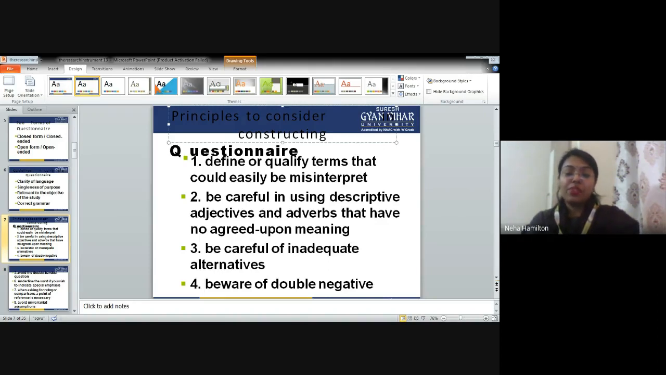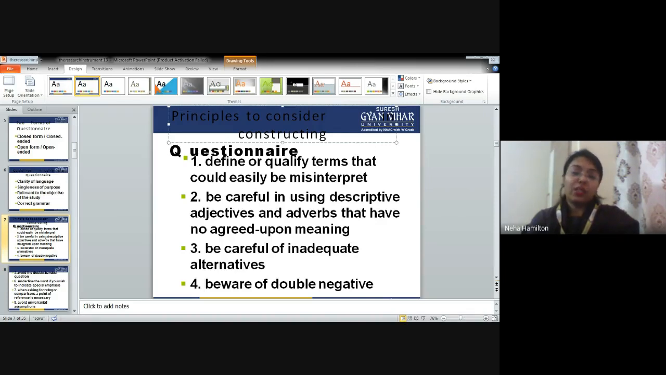Sometimes we use very difficult words, sometimes we use very casual language in asking the questionnaire. Try to avoid this kind of casual language in a questionnaire because it is a formal document through which you are collecting data and it is going to hundreds and thousands of people in the society. So it is very important to simplify your language, to correct your diction, and be careful in writing descriptive adjectives and adverbs.